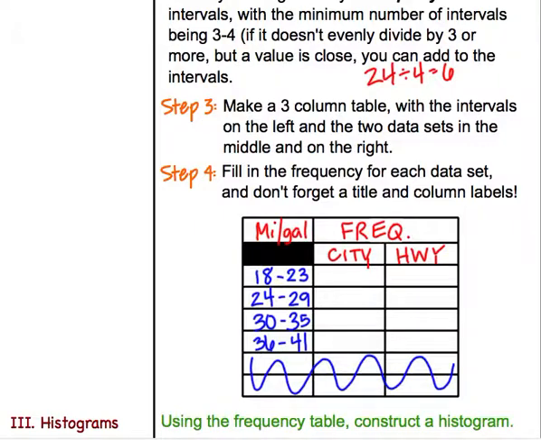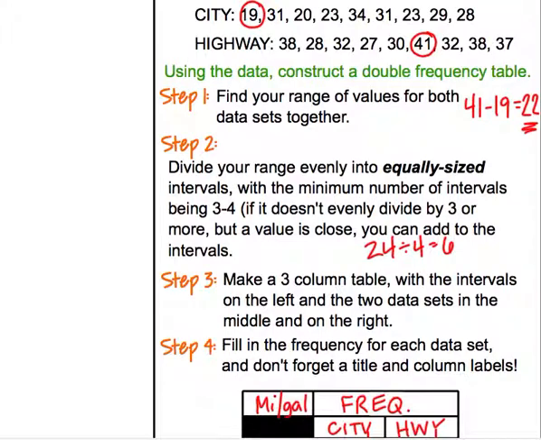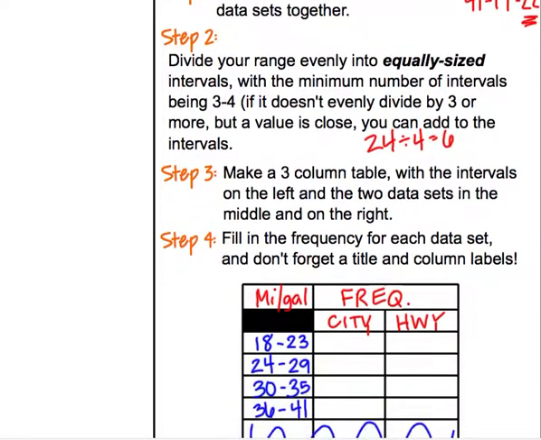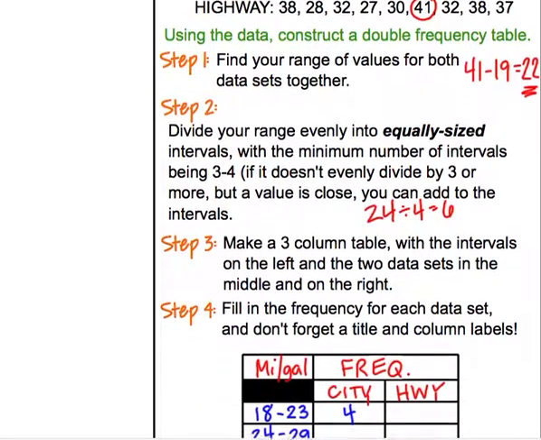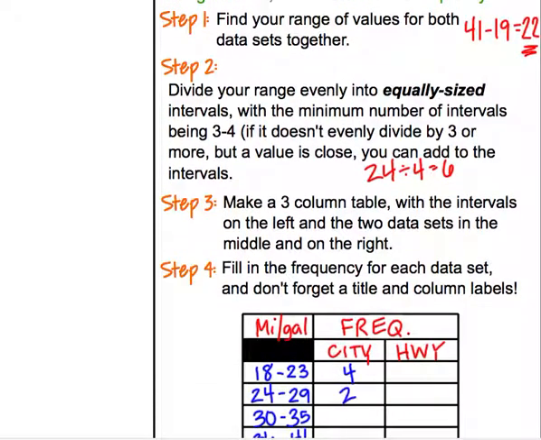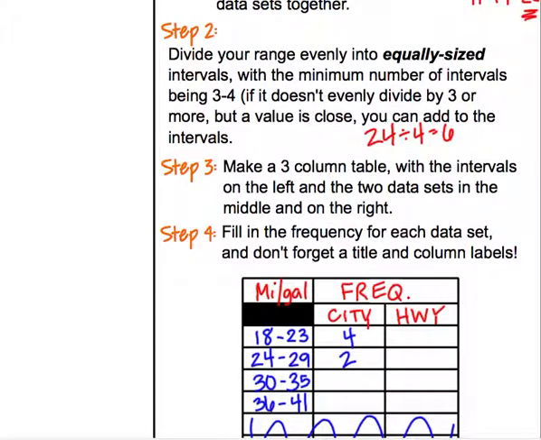So then it's a matter of looking at our data. So city, from 18 to 23, I see 1, 2, 3, 4. So then I put a 4 here. For 24 to 29, I see 2. 30 to 35, I see 1, 2, 3, and I have all the rest of my data. So then I can put a 0 down here.